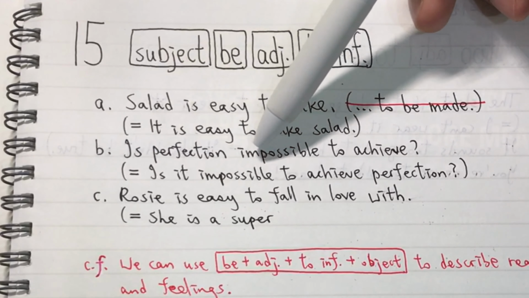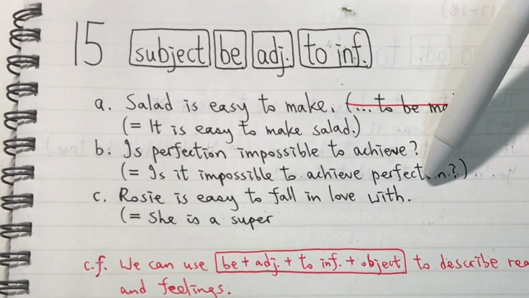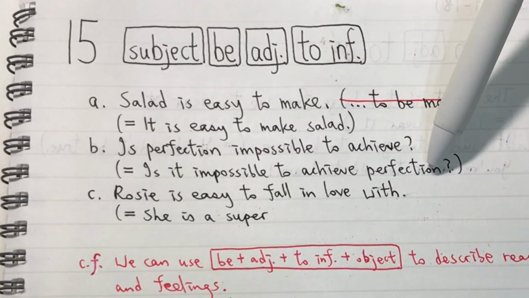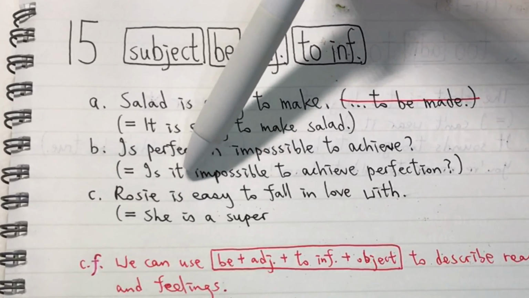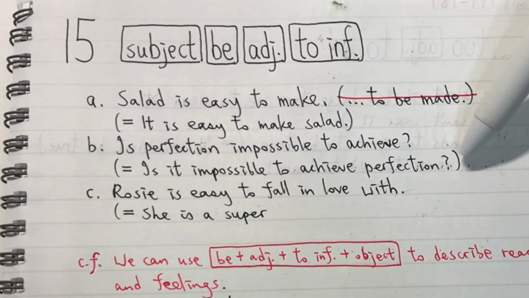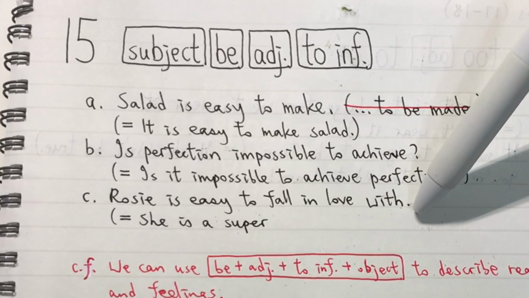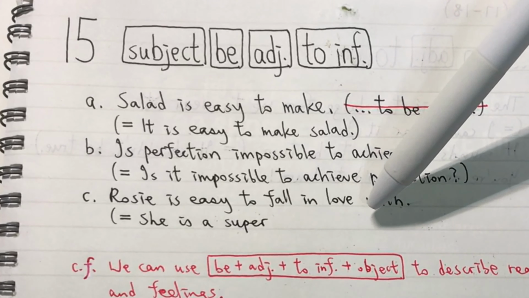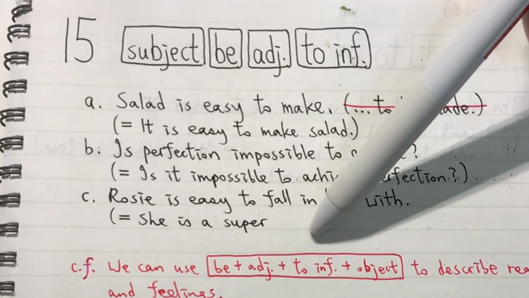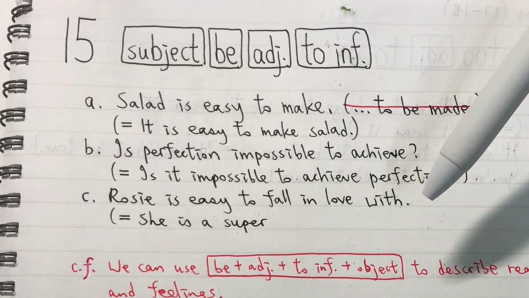Is perfection impossible to achieve? Translation. Is it impossible to achieve perfection? Again, you change the order of the subject, you put it to the back, and then you add the dummy subject it. You have item 13 translation. Is it impossible to achieve perfection? Rosie is easy to fall in love with. What does that mean? What kind of person do you think Rosie is? She is a super what? Could you fill in the blank for me? We'll come back to the answer later.